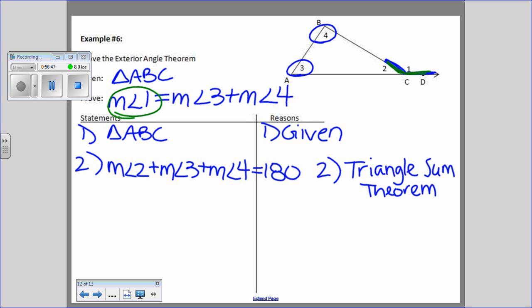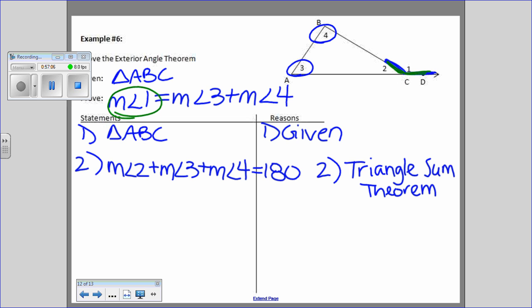What do you know about angle 1? Anything? Teddy? You don't know that. I didn't tell you any measures. You do not know that it's a cube. Evan? Yeah, it's a linear pair with angle 2. So what do you know about linear pairs?